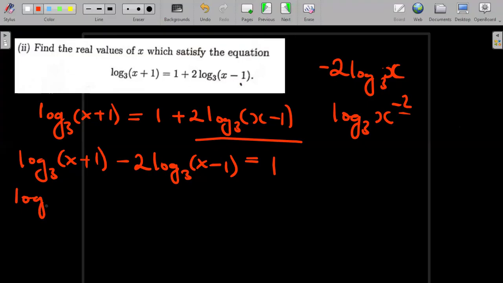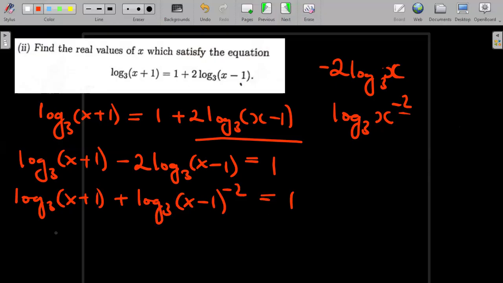We have log base 3 of x plus 1, then plus log base 3 of x minus 1 to the negative 2 is equal to 1. Here there's a plus, so this is the same as multiplying. So I write log base 3 of x plus 1 multiplied by x minus 1 to the negative 2 is equal to 1.